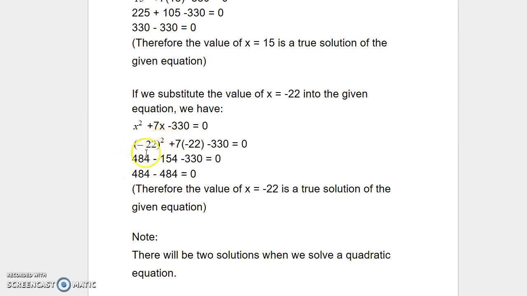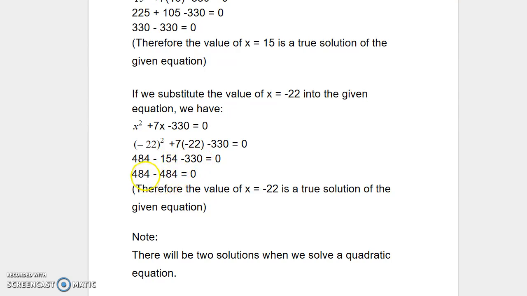Negative raised to the power of 2 is positive. 22 raised to the power of 2 is 484. And then positive times negative is a negative. 7 times 22 is 154, minus 330 is equal to 0. So when we simplify this, we have 484 minus 154 minus 330, which is 0.